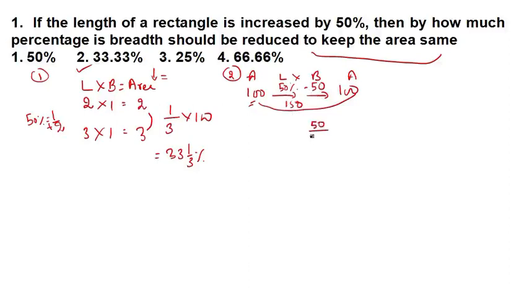This is the base, okay? 150 into 100. To make a percentage, you have to multiply by 100. So the zeros will get cut, and again you get 1 by 3. 1 by 3 means, in percentage form, it is 33 1 by 3%. Understood? Now I'll tell you one more method.